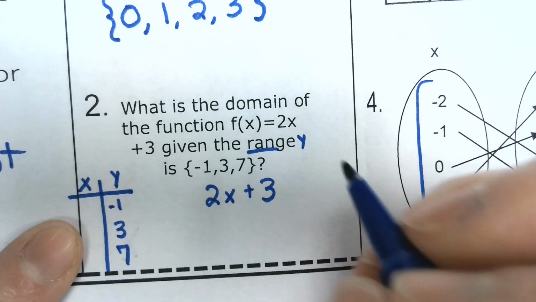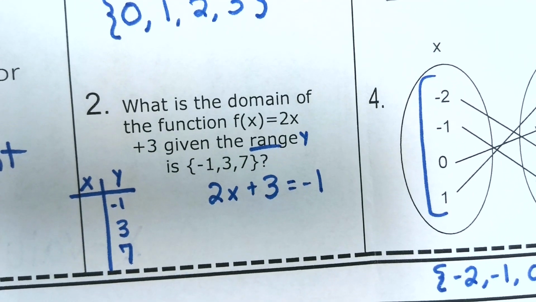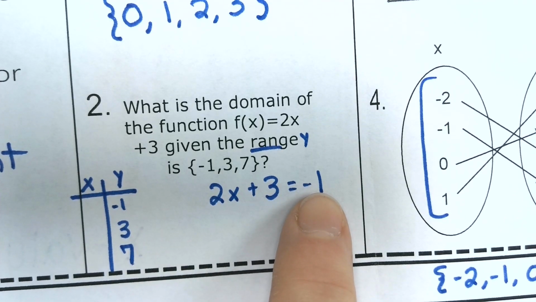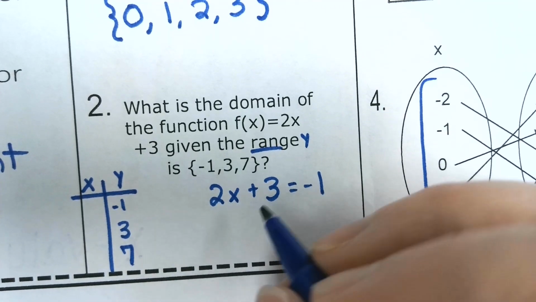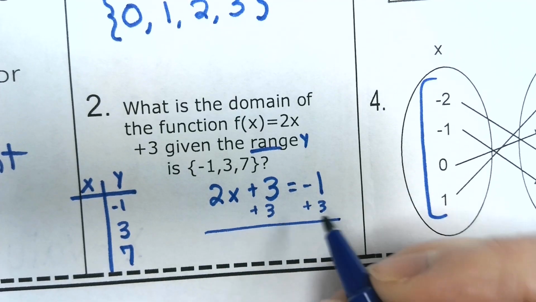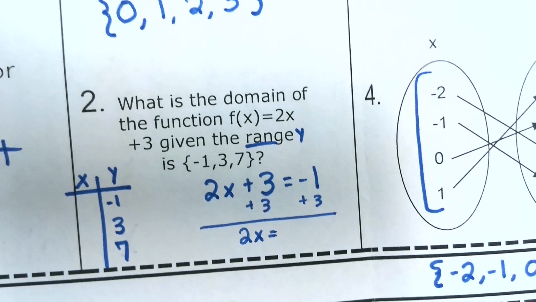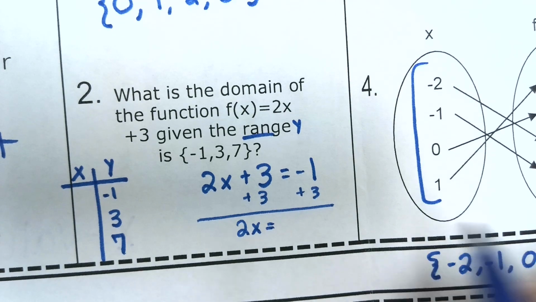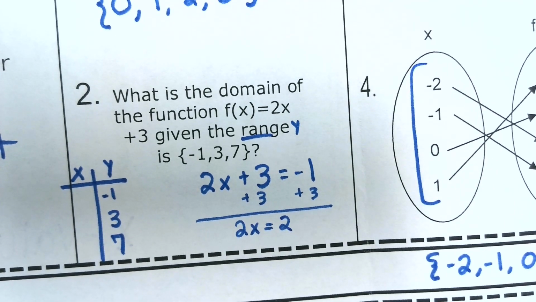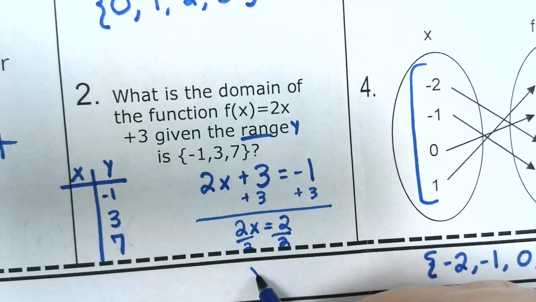So let's do -1. If a y value is -1, I'm going to say that equals 2x plus 3, and I'm going to solve that. So I'm going to do minus 3 on both sides. We don't have a whole lot of room, so we're just going to do one of them right now. -1 minus 3 is -4. Then we divide by 2, and we get x equals -2.